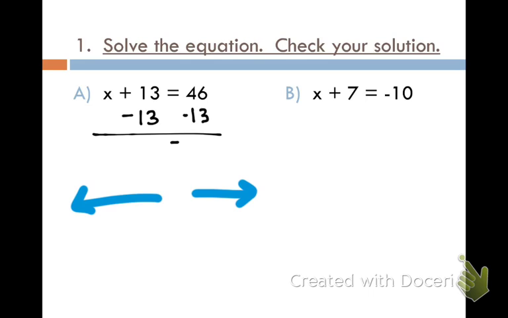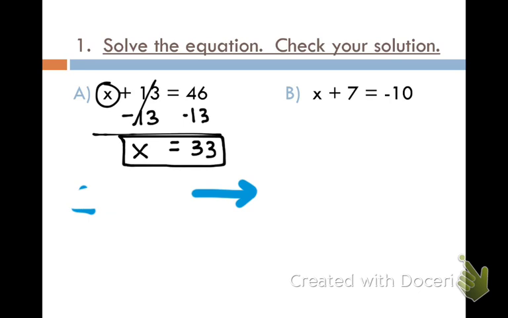Okay, bring down your equal sign. On this side over here, do you see anything I can do? What happens to a positive 13 and a negative 13? It cancels out, all right? So if I cancel it out, I'm just going to draw one line. As you can see, on the left-hand side, all that's left is my what? It's my X. So I'm dropping down the X. Now we're going to work to the right of the equal sign. What is 46 minus 13? 33. So your answer is X equals 33.